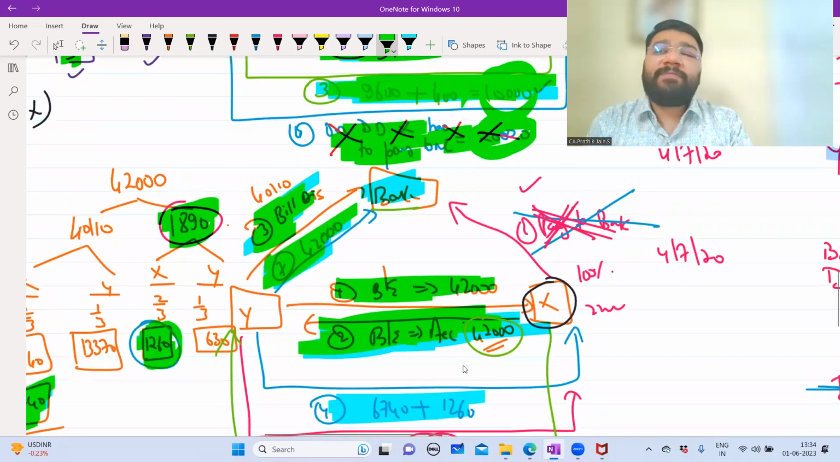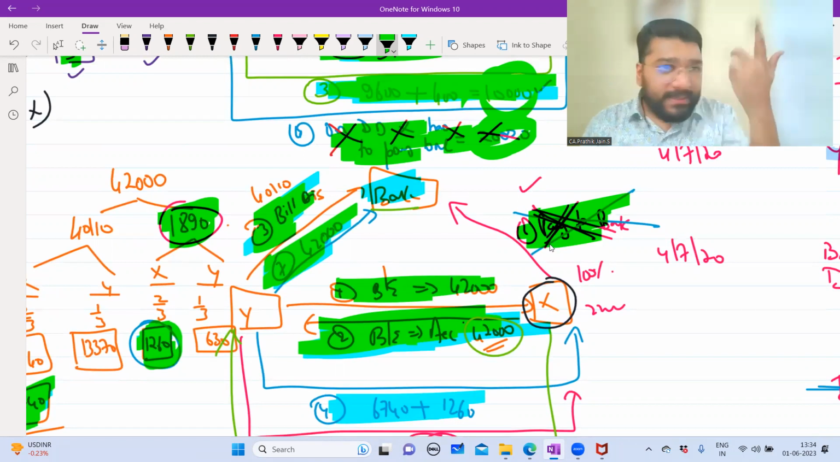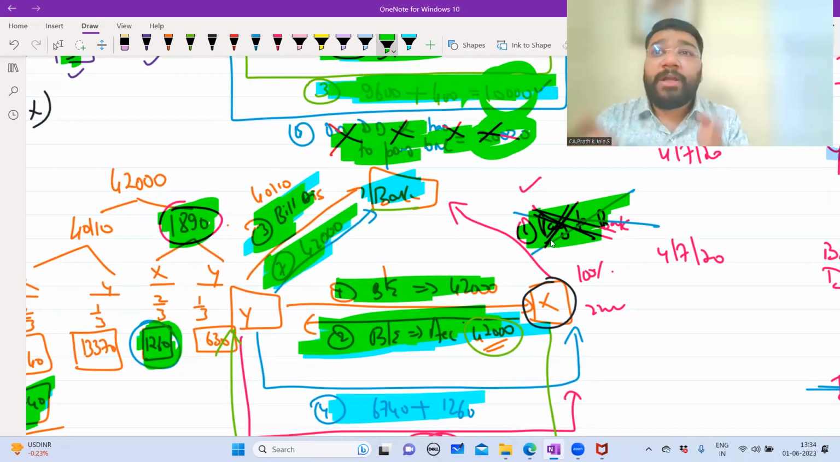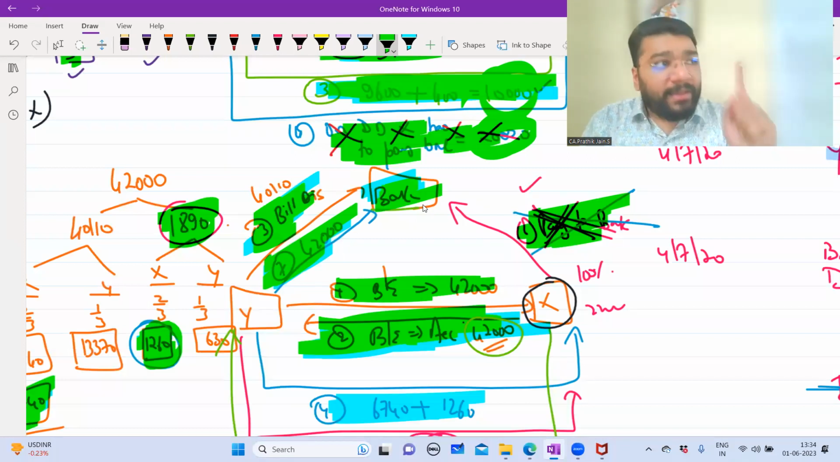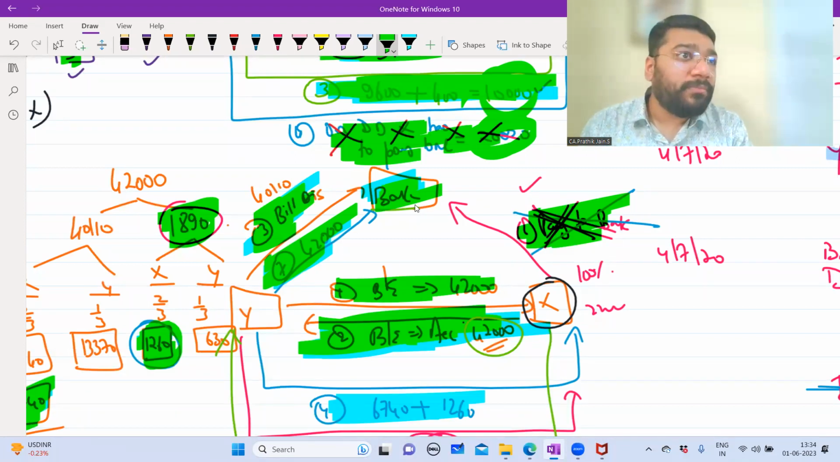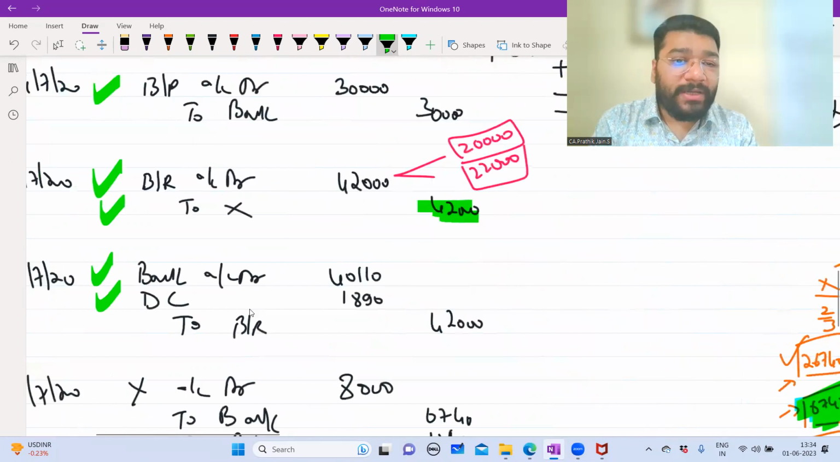Now tell me, guys, if X does not have sufficient money, and Y also did not pay, do you think X will make the payment to the banker on the due date? No. So will the banker go and fight with X in court? No. So what will the banker do? Recover this money from Y. So can I say Y has made this payment to the banker? So what is the entry on the due date?